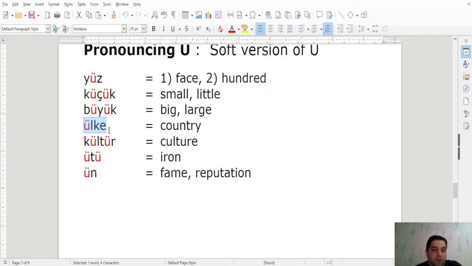Soft vowels are usually followed by soft vowels, and hard vowels are usually followed by hard vowels. So we have both of them. E and Ü are both soft vowels. So ülke, not ulke, but ülke. Then we have kültür, which means culture. It's an imported foreign word in the Turkish language. Kültür, not kultur, but kültür.